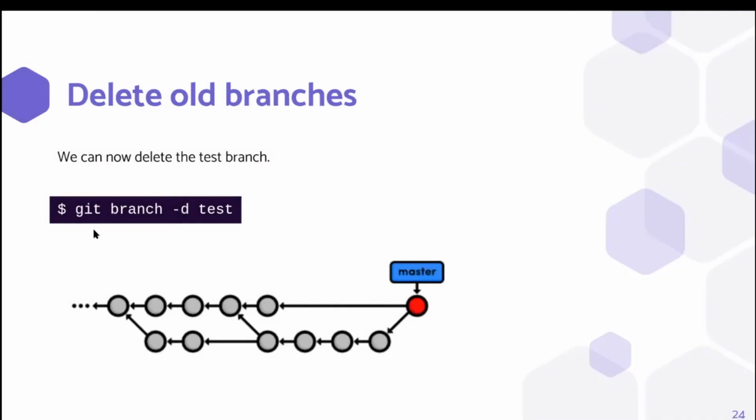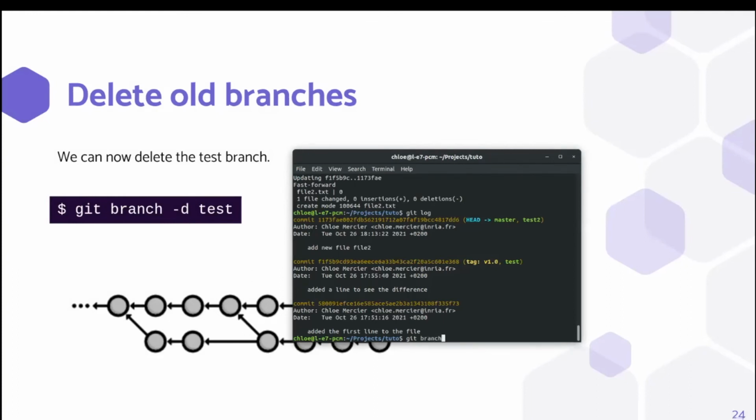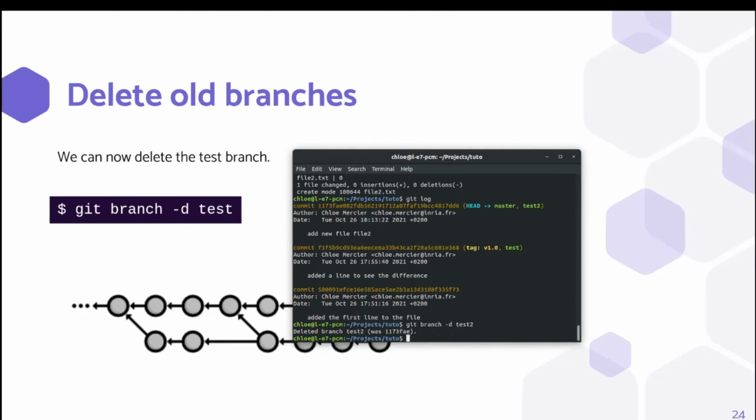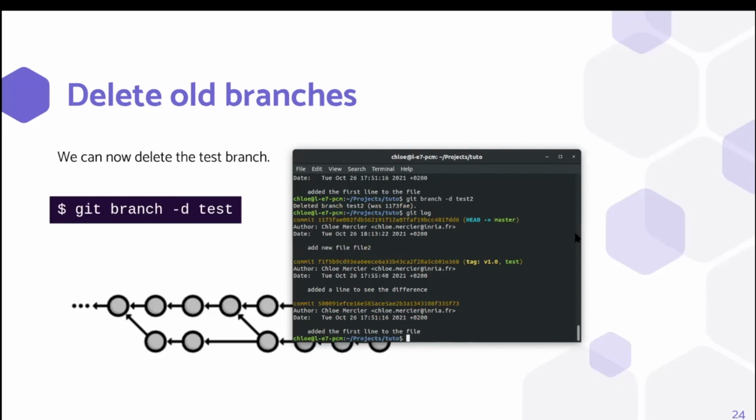So yes. There we go. I'm going to delete the branch test2 using git branch dash d test2. Okay, so it deleted branch test2. Now if I do git log again, I no longer have test2 here, I just have master. And master has all these three commits. You can see that test here only has those two still.